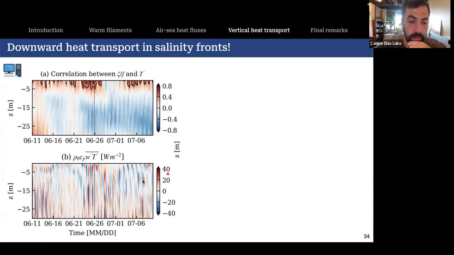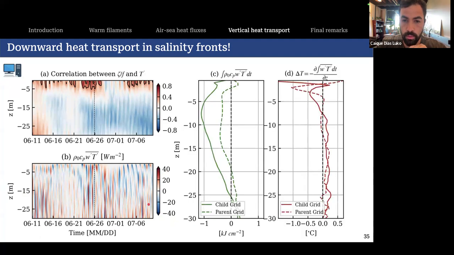If we integrate this vertical heat transport over the month, the period of the simulation, we do see that the vertical heat transport is mainly downward and stronger for the child grid domain, the one that has higher resolution, when compared to the parent grid domain. If we translate this integrated heat transport into a change in temperature over the month, we see that the vertical heat transport in the child grid domain is responsible to cool the sea surface temperature since the heat is going down, and to warm the subsurface by 0.2 degrees Celsius.